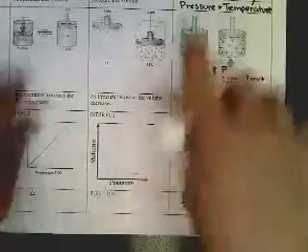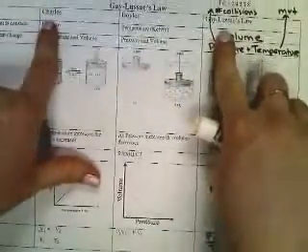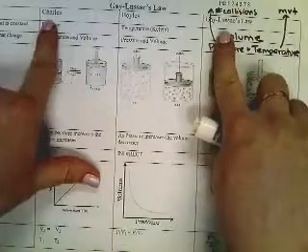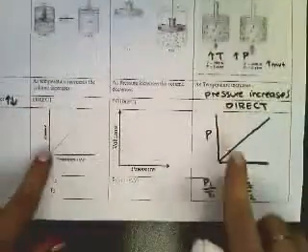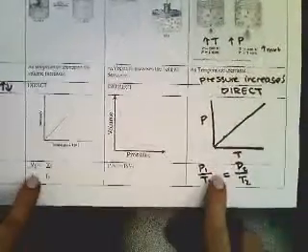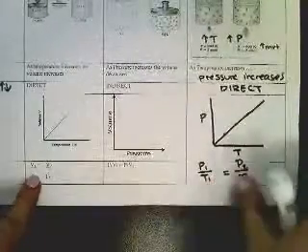Comparing these, Gay-Lussac's is very similar to Charles. They're both direct, they both have an increasing graph, and they both have equations that are in a fraction form.